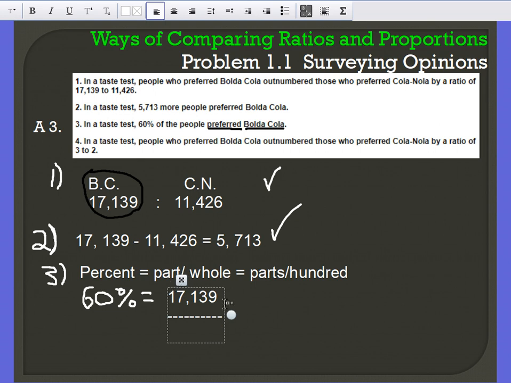Now we need to know the whole number of votes, so the whole total amount of votes for Bold de Cola and Cola Nola combined. The only way we find that is by actually doing the calculation. I'm not going to show that here because I'm running out of space, but in your spiral, you should show 17,139 plus 11,426.